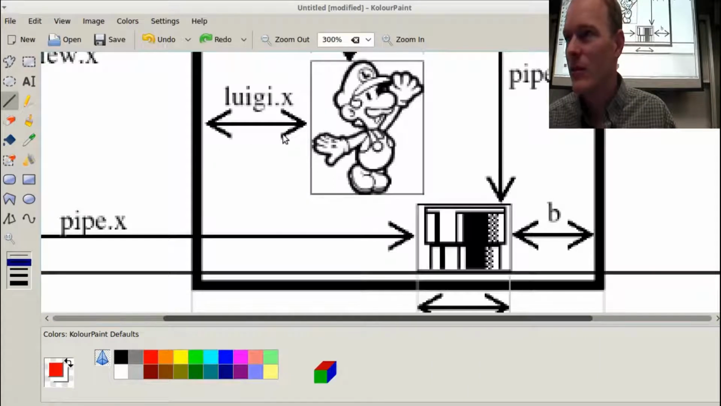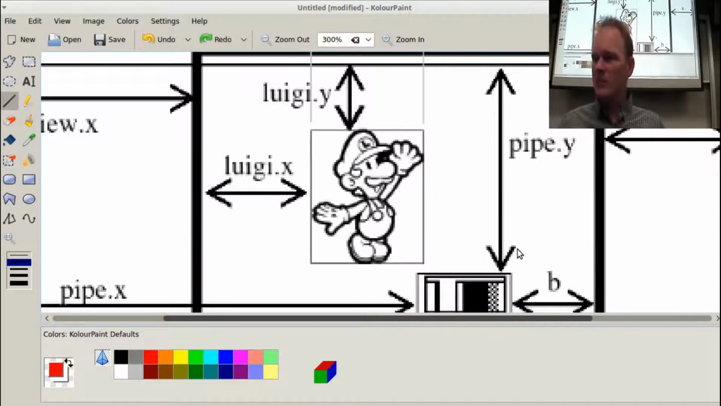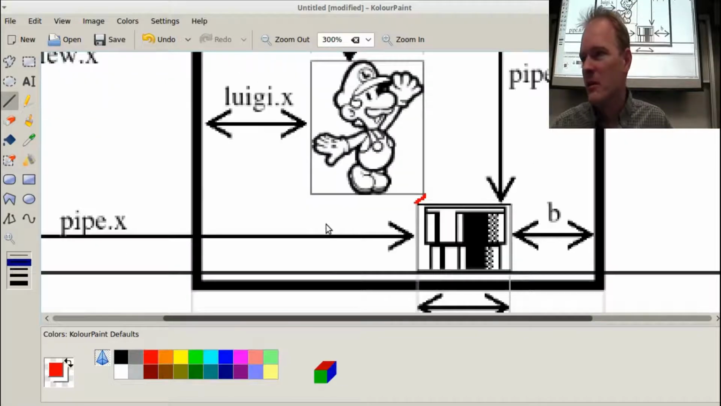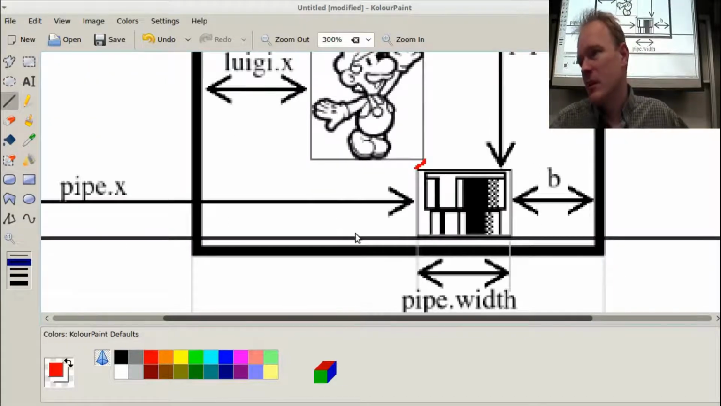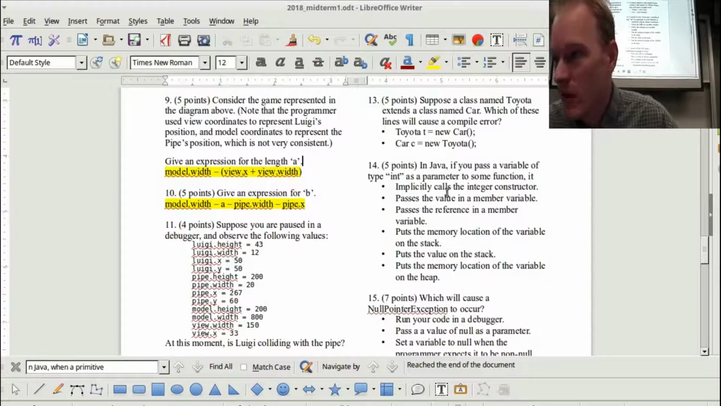Let's see, if you knew Luigi's x and Luigi's width, and this edge was the same as that edge, and you knew the pipe's width, that would do it. I don't know, that's certainly a reasonable thing to argue, but I will say this corner isn't quite flush with that corner, so I don't know. If you think you deserve more than you got for that, bring it up and I'll consider it, because I see the point.